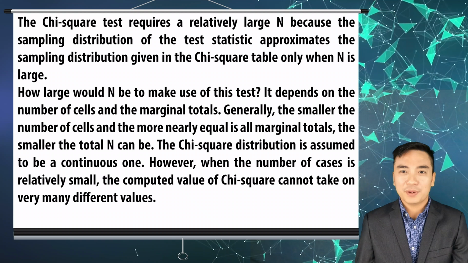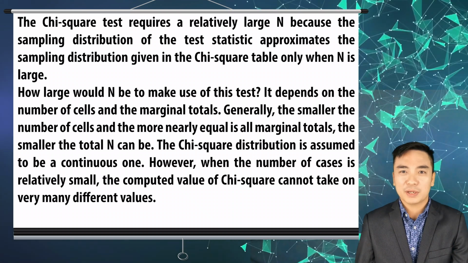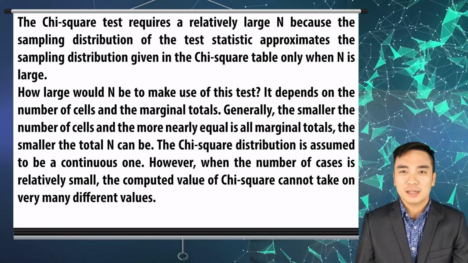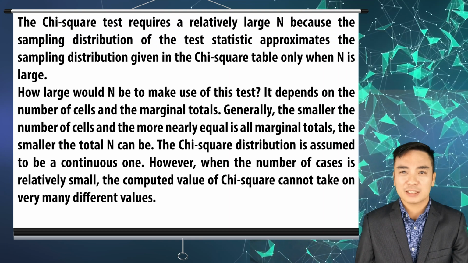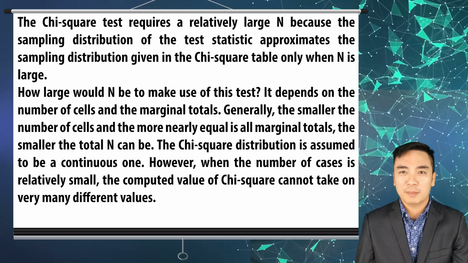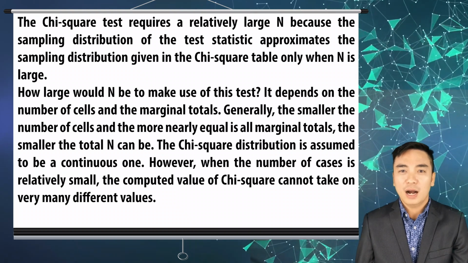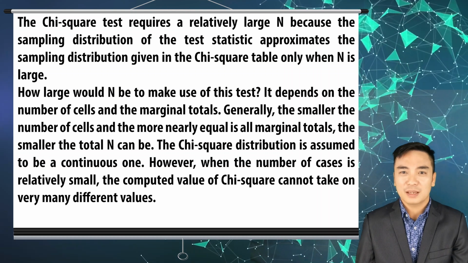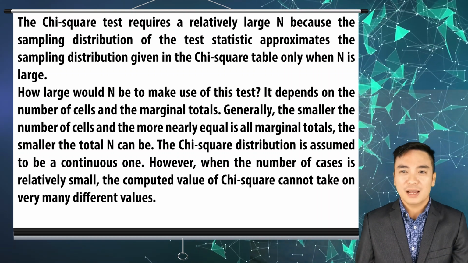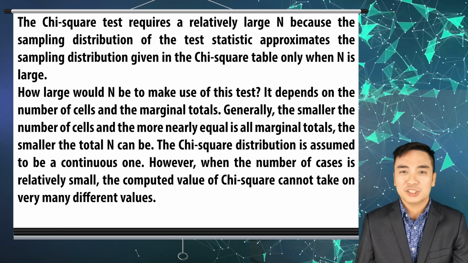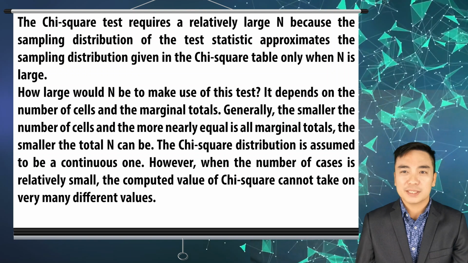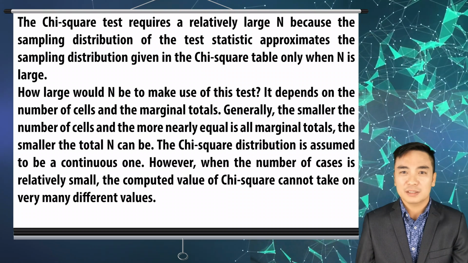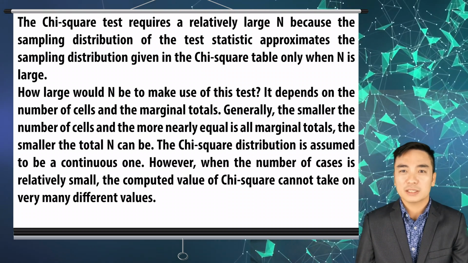The chi-square test requires a relatively large number because the sampling distribution of the test statistic approximates the sampling distribution given in a chi-square table only when the number is large. How large would the number be to make use of this test? It depends on the number of cells and the marginal totals. Generally, the smaller the number of cells and the more nearly equal all marginal totals are, the smaller the number total can be.